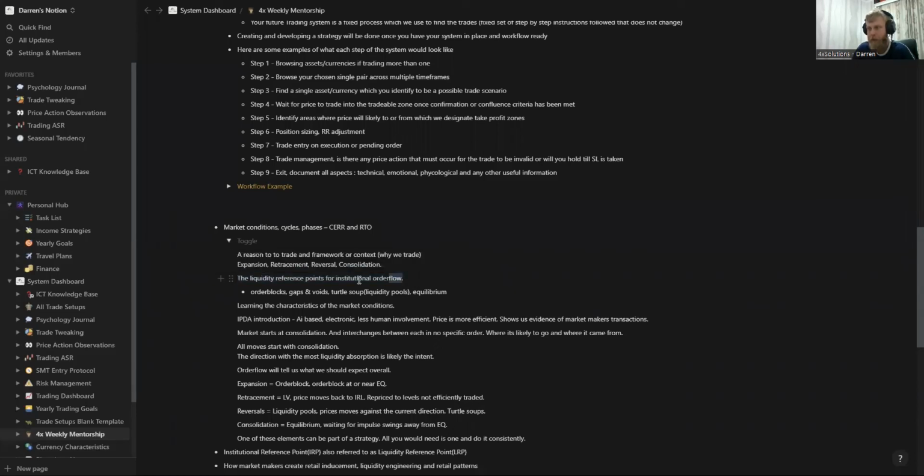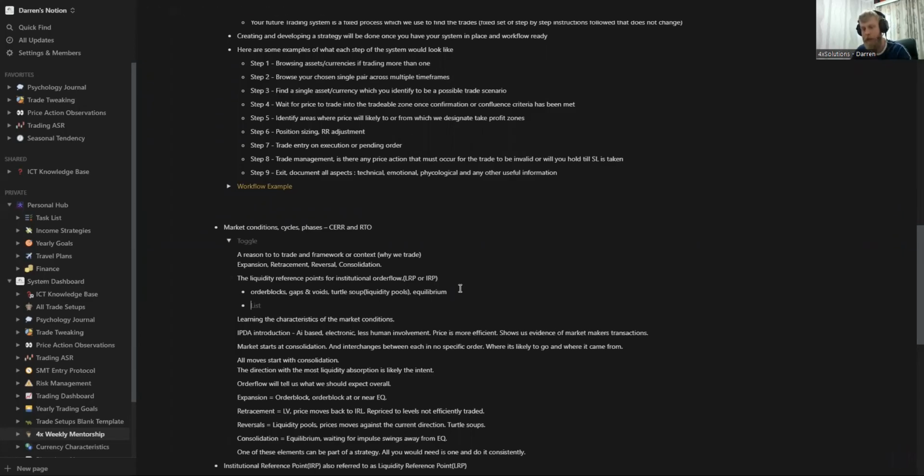And this is the following: a liquidity reference point, and I'm actually going to type this out because it's going to be LRP or IRP. And liquidity reference point and IRP, which is institutional reference point, is an interchangeable term that basically means the exact same thing, and that is order block, void gap, and old high and low. That's basically your three institutional reference points.